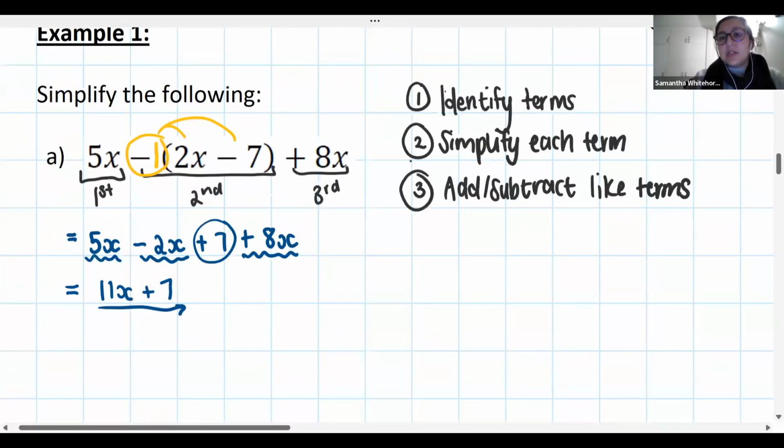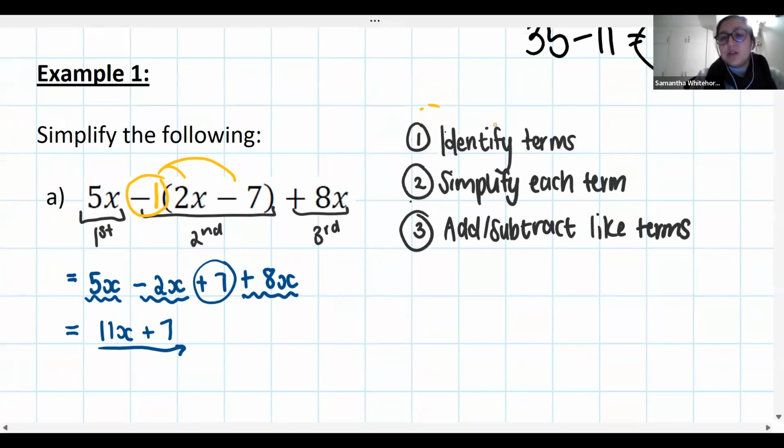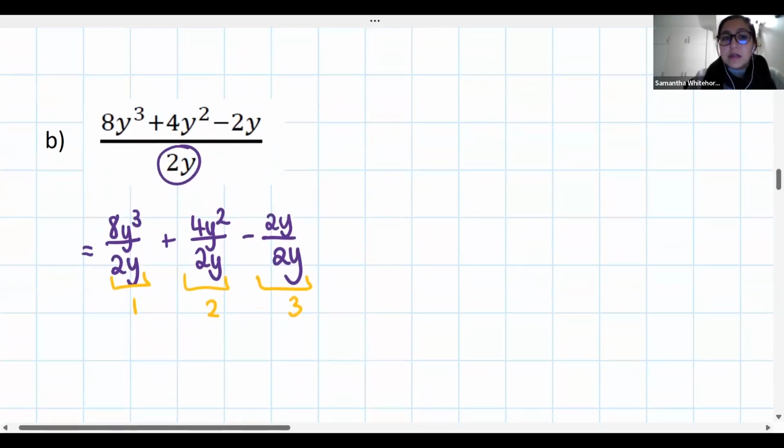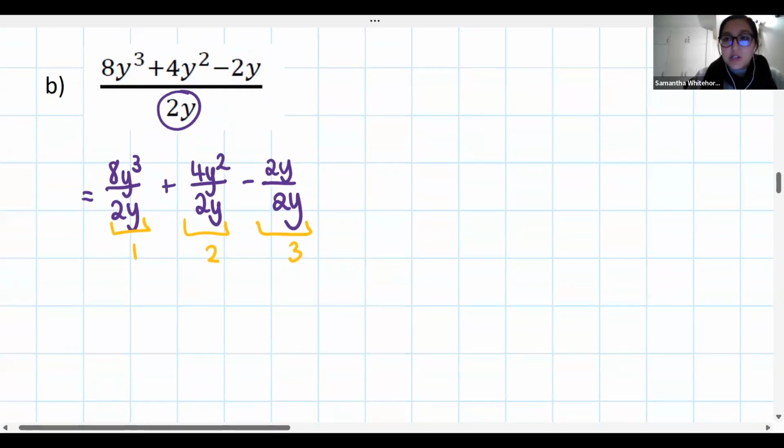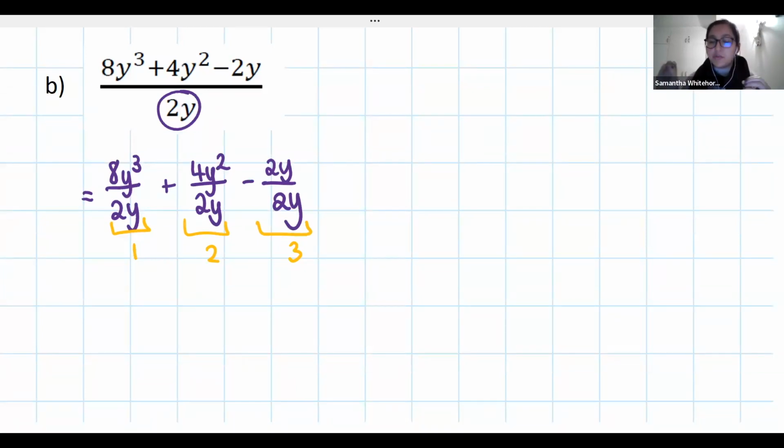So if we go back up to these steps, I've identified my terms. I've got 3 fractions. I'm now going to simplify each of them, and then I'm going to double check if I've got like terms. So when you have a fraction where there's lots of terms in your numerator and you can't add or subtract any of them, separate your fraction.